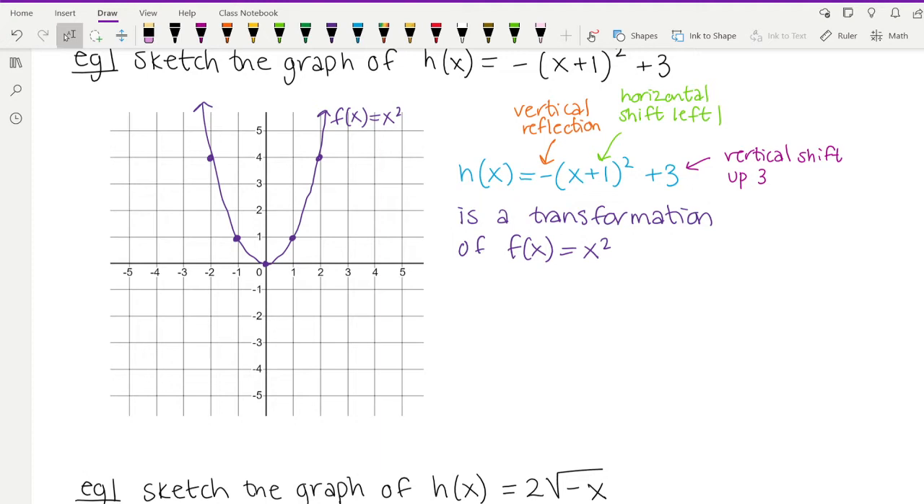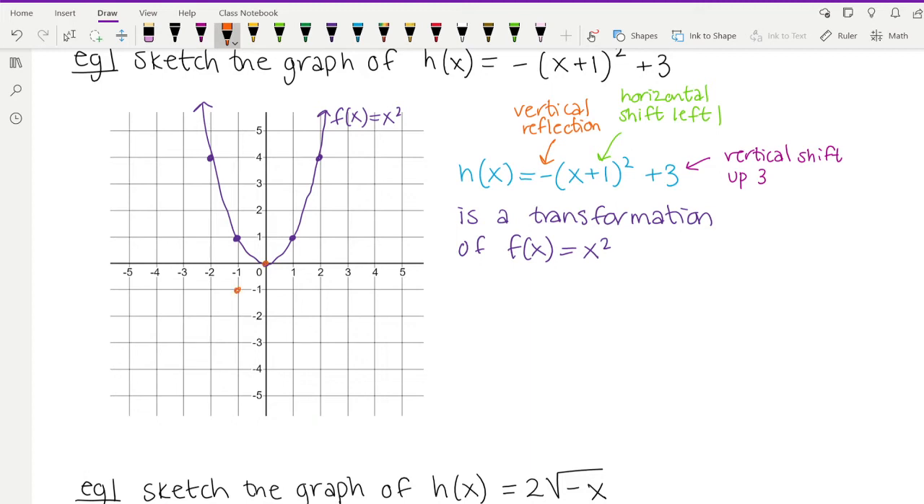So it is definitely possible to do all three of these at once without drawing a middle graph, but just to make things simpler, let's draw first what the graph would look like with just the vertical reflection, and then we can do both the shifts together to sketch the final graph. So a vertical reflection would mean we're reflecting over the x-axis.